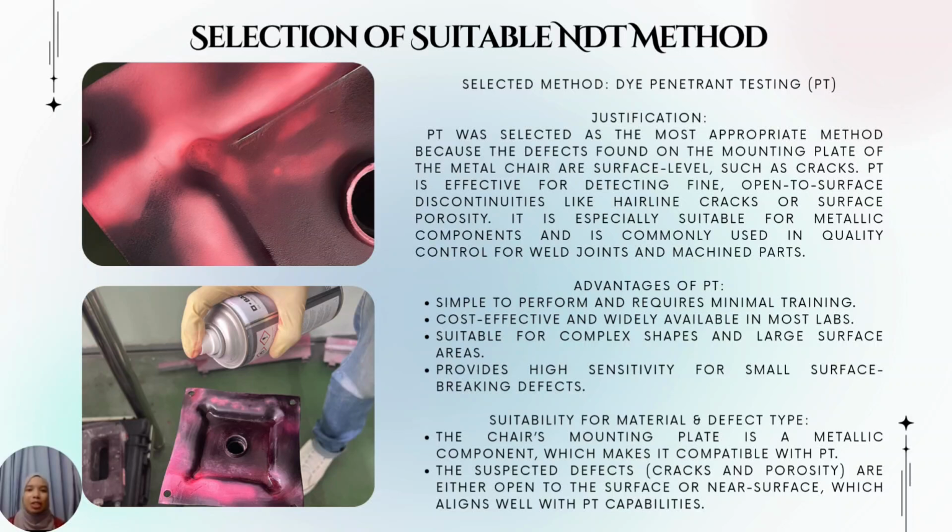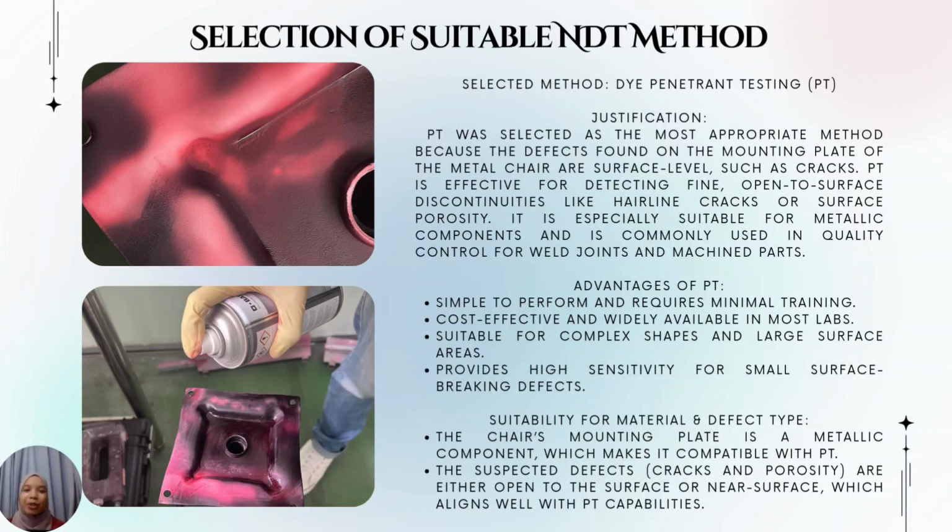This method was chosen because the defects we are expecting, such as cracks and surface porosity, are open to the surface. PT is specifically designed to detect fine surface-breaking discontinuities, including hairline cracks and surface porosity, which are common around bolt holes and weld joints. PT is highly suitable for metallic components like the mounting plate and is widely used in welding inspection and machine part quality control.